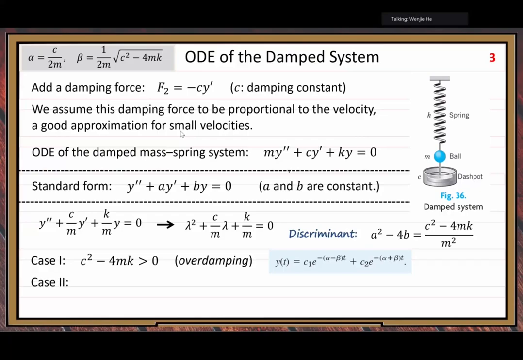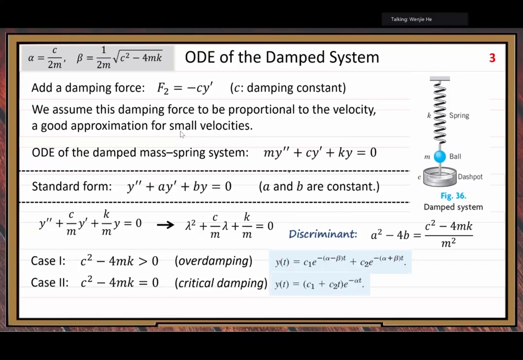Case two, discriminant equals 0. Your quadratic equation has a double real root. One real root, but it's a double root. So you know the meaning. This case we call the critical damping system.